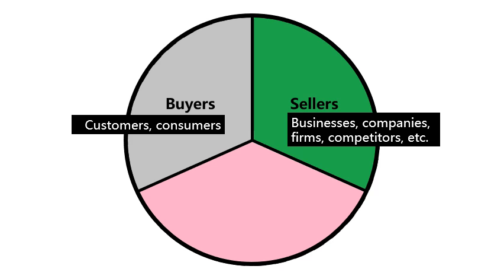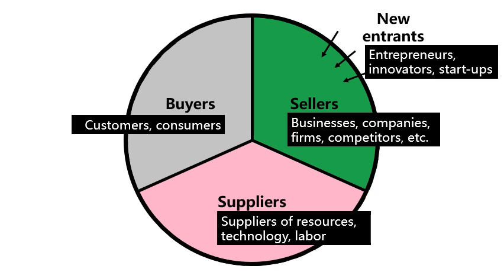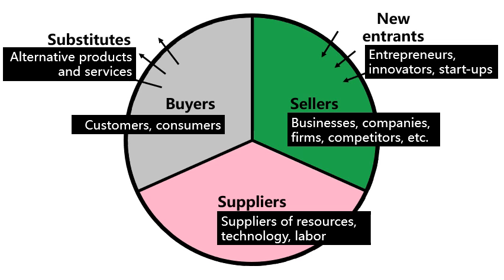Next, we have the bargaining power of suppliers. Suppliers are the people that provide resources, technology, labor. And then we have the threat of new entrants. New entrants are entrepreneurs, innovators, startups, anyone that's not currently in the industry but could be. And then also the threat of substitutes. Substitutes are alternative products and services. They don't do the exact same thing as the product or service in the industry, but they do something kind of similar, and so buyers have the option of going to substitutes.